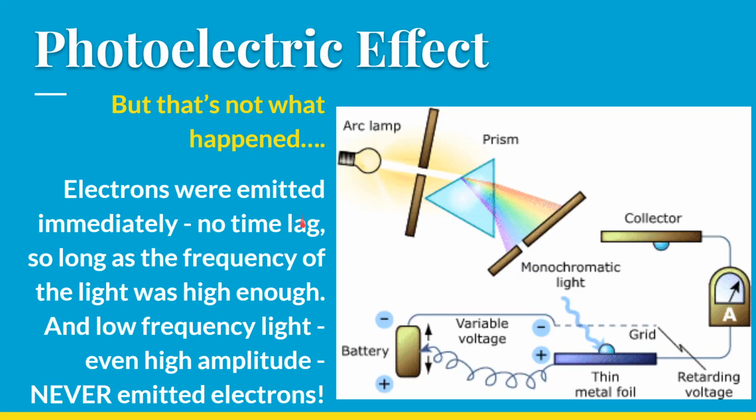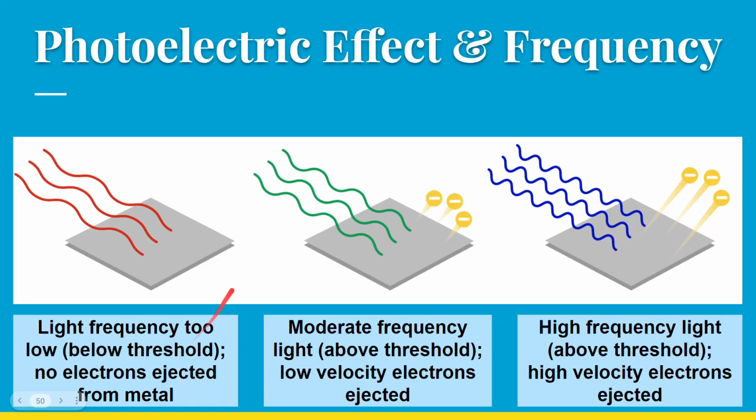Okay, so what happened instead is that there was no time required to build the energy up. The electrons were emitted immediately without any time lag, so long as the frequency of the light was high enough. So it wasn't the amplitude, it was the frequency. Okay, that was enough, causing them to have enough energy to escape. So this is how we came up with that relationship as well, because we talked about the fact that with mechanical waves, it was the amplitude that determines the energy, but with light waves, electromagnetic waves, it's the frequency. Okay, and so low frequency light, even if it had a really high amplitude, never emitted electrons.